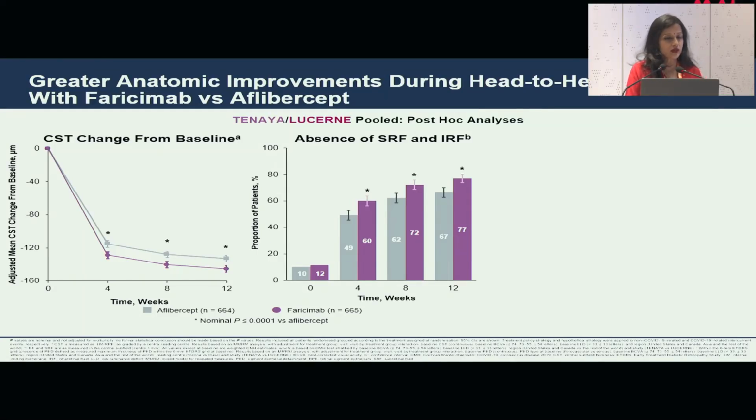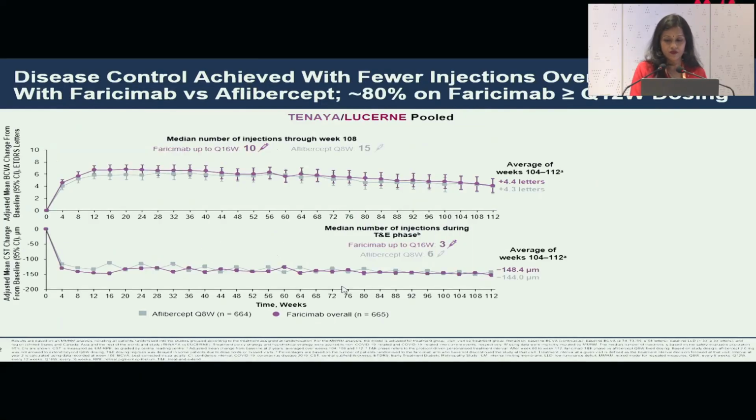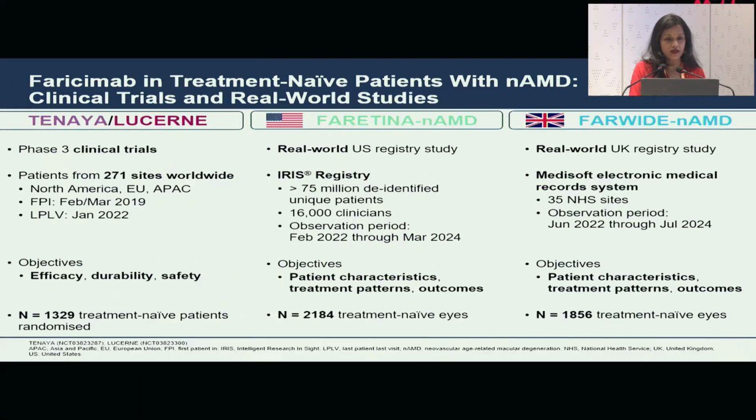Next, let's look at how the post-hoc analysis has shown great anatomical improvements with faricimab in comparison to aflibercept in the initial head-to-head dosing itself. What we saw was a great reduction in the mean CST change from baseline, and a higher proportion of patients actually achieved absence of SRF as well. I think that was really important here. Let me just go to the next slide.